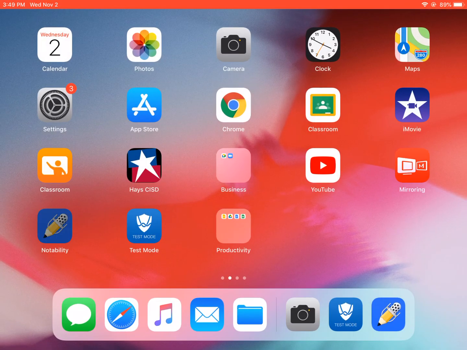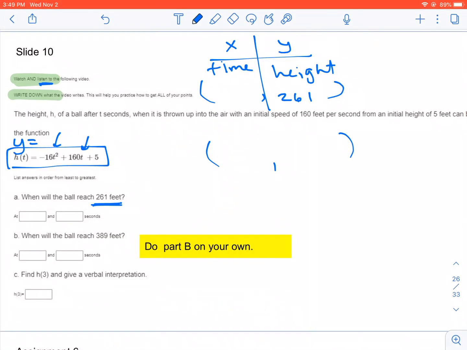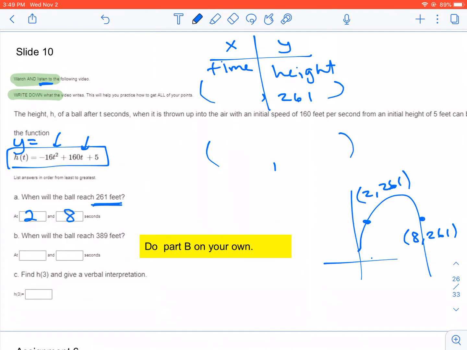So we're going to sketch what we saw. It looks like that. And at 2 seconds right here and 8 seconds. So we're going to sketch that point 2, 261, and then 8, 261. And so our answers are 2 and 8 seconds. You're going to do part B on your own by doing the same thing. You can look at that table that we just made.